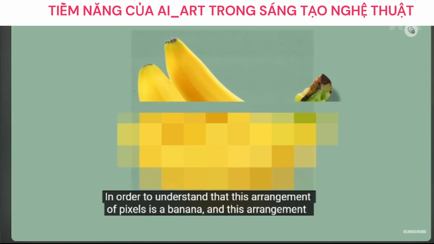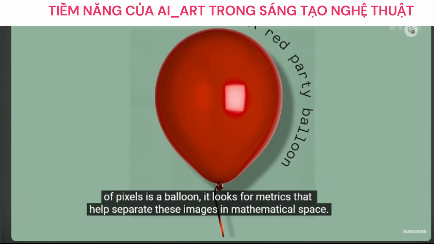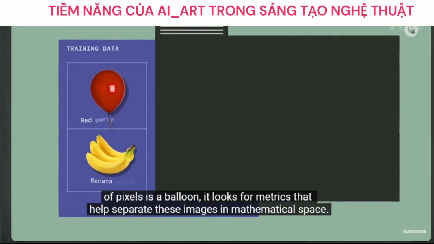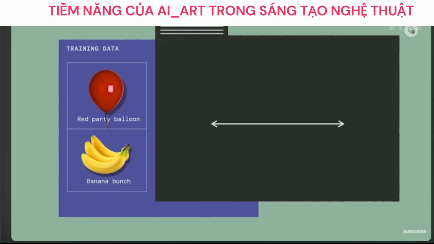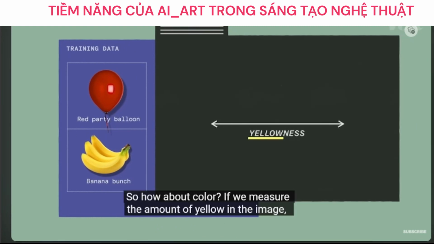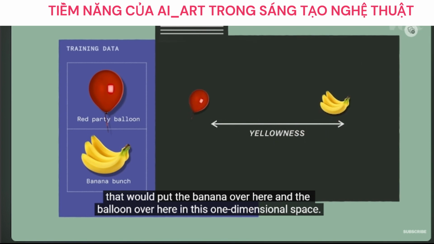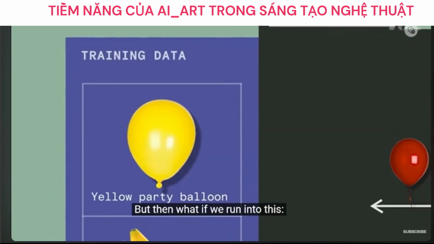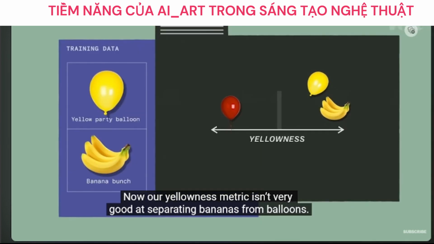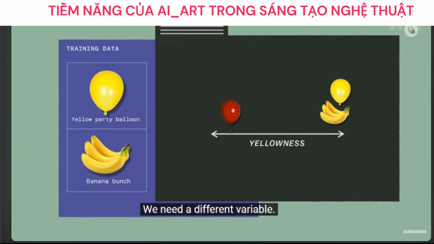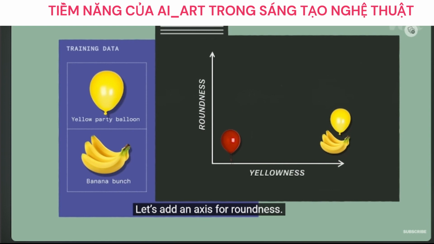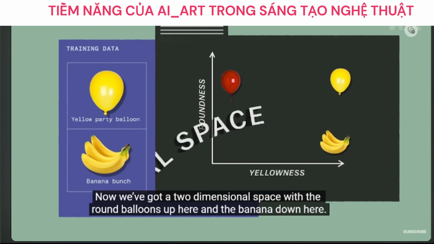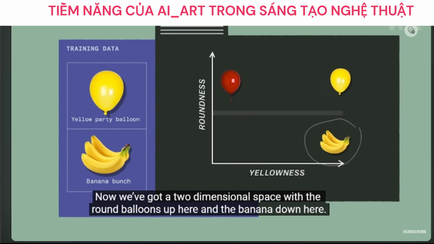In order to understand that this arrangement of pixels is a banana and this arrangement of pixels is a balloon, it looks for metrics that help separate these images in mathematical space. So how about color? If we measure the amount of yellow in the image, that would put the banana over here and the balloon over here in this one-dimensional space. But then what if we run into this? Now our yellowness metric isn't very good at separating bananas from balloons. We need a different variable, so let's add an axis for roundness. Now we've got a two-dimensional space with the round balloons up here and the banana down here.